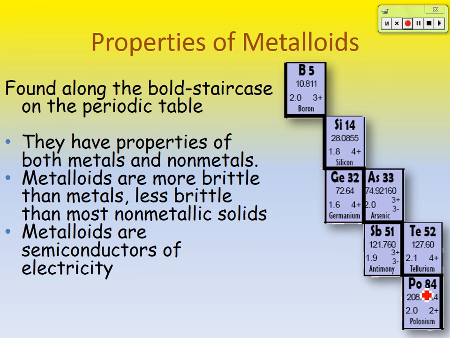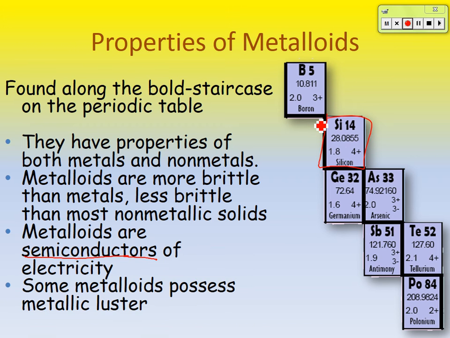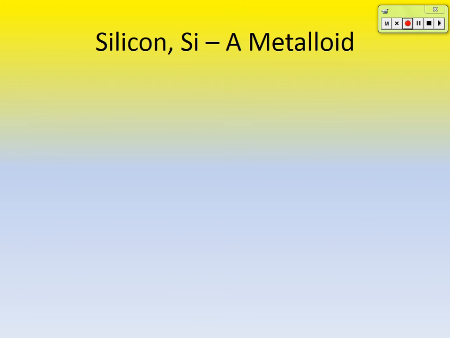They're semiconductors. Guys, what's a semiconductor? Yeah, it can, but it kind of doesn't at the same time, right? Kind of does and kind of doesn't. That's an important property. And we're going to talk about this element here in just a second, silicon. Okay, and then some metalloids possess metallic luster, some don't. Some are shiny, some kind of aren't.